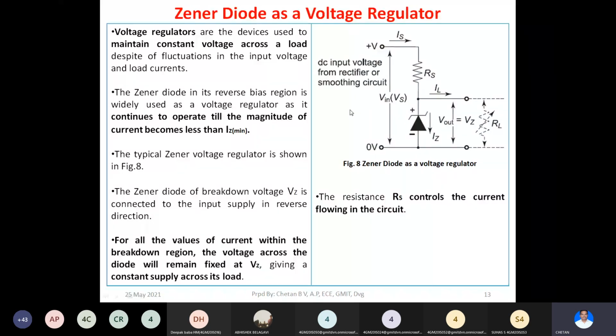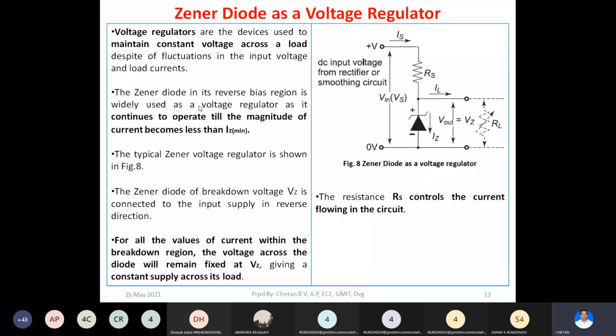And here you can see this input voltage can be a DC input voltage from a rectifier. So what is a rectifier? It is a diode circuit which converts an AC signal to pulsating DC, or in simple words it converts an AC signal to DC. Or else this input voltage can be from a smoothing circuit. Smoothing circuit, as I told in the first class, can be a clipper, clamper, or any diode based circuit.